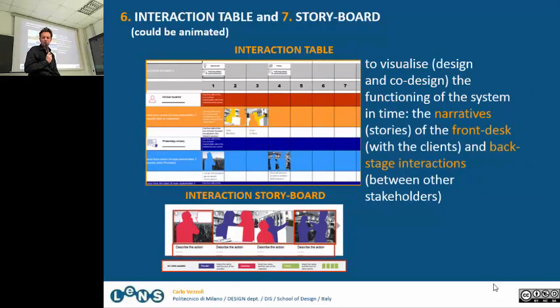Then we have other 2 tools. These are all tools you're going to use. The interaction table and interaction storyboard. The interaction table is to again visualize and co-design in relation to all the stakeholders their action. So it's a narration during the time of what is happening, okay, what I have to do, and so on. So you will have 1 line per each of the actors, and the relation of the timing and the different phases.